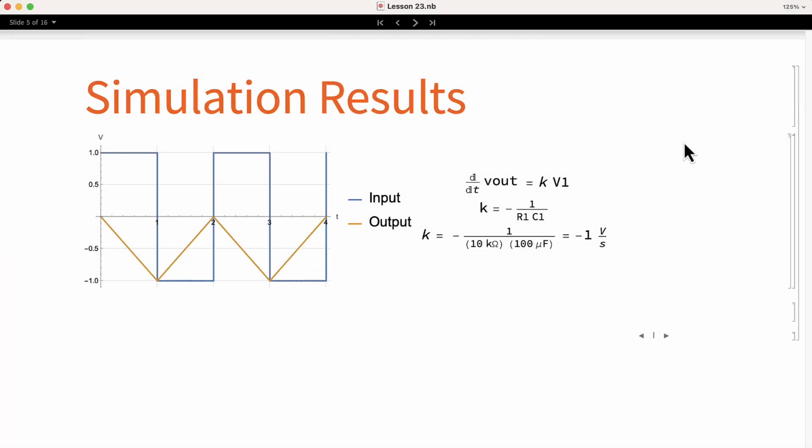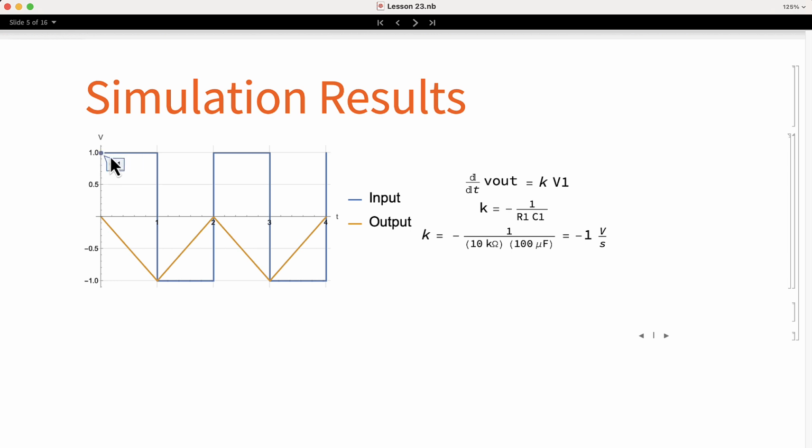Here we can see a simulation using the circuit. The input voltage is a symmetric pulse. The value of the resistor is 10 kilo ohms and the capacitor is 10 microfarads. With those values, the gain of the integrator is minus 1 volt per second. That means that given an input of 1 volt, it will take the output 1 second to reach a level of minus 1 volt. In the simulation, we can corroborate the result.